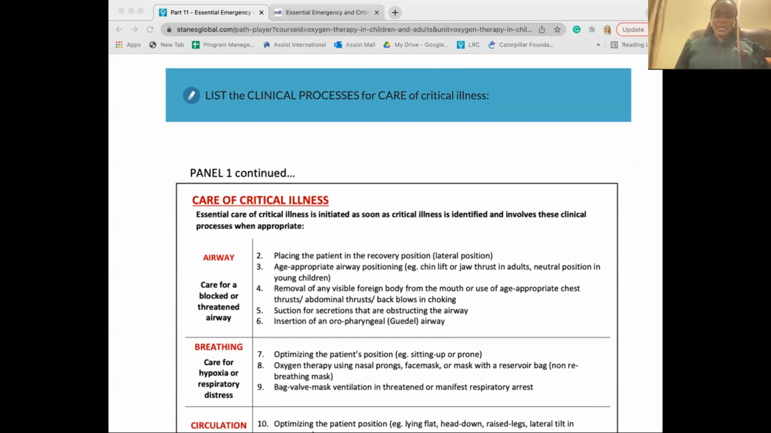When it comes to care, it basically means, are we optimizing these patients well? Are we managing the airway? Have you noticed whether you have a blocked or threatened airway? What are we doing about it? Do we have secretions? Are we suctioning? Is there a foreign body? Have we removed the foreign body? Is the airway patent, or is the patient able to maintain their own airway? And what are we doing? There's also breathing. Do you need nasal prongs? Do you need bag mask ventilation? How are we going to manage this patient?